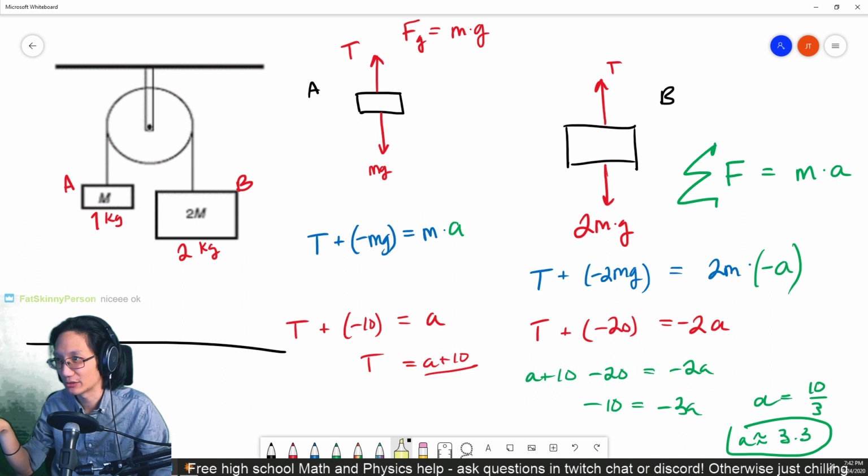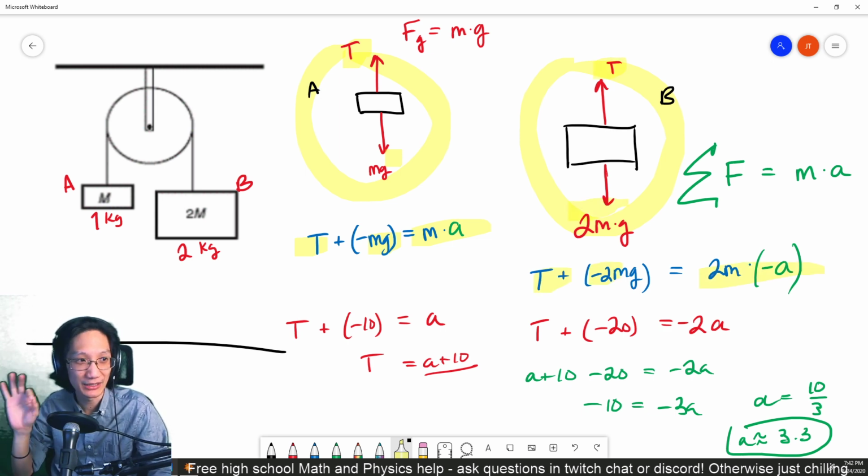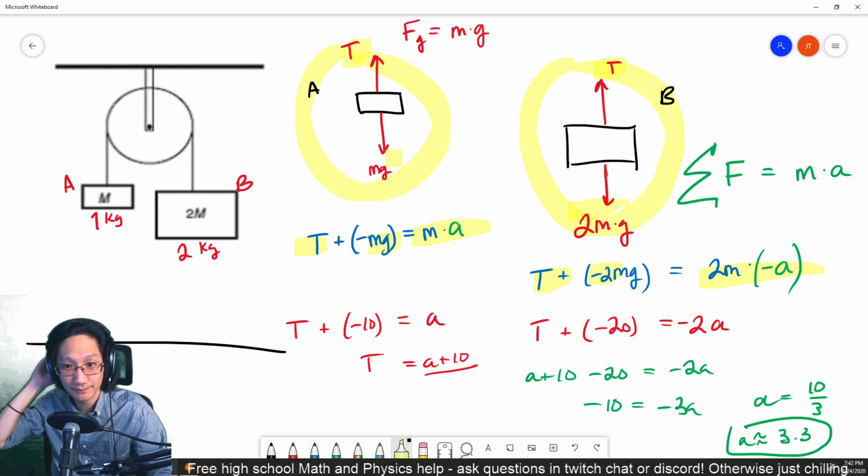That's what we did, right? So we drew the pictures, we drew the arrows, we added the forces together and set it equal to mass times acceleration, being very careful about what is positive and what is negative, what is up and what is down. Anything that is down gets a negative sign. Anything that is up gets a positive sign.